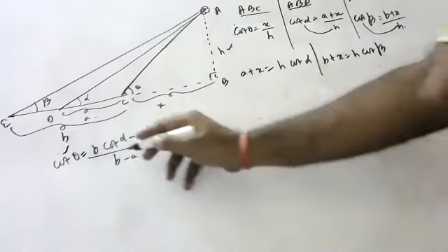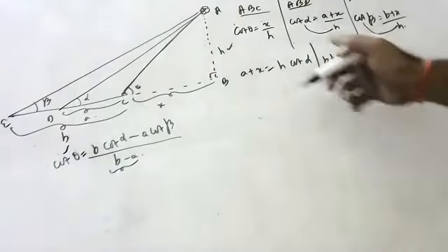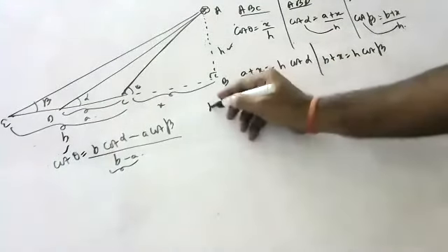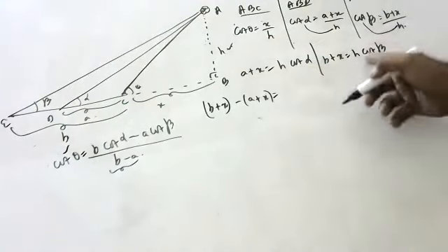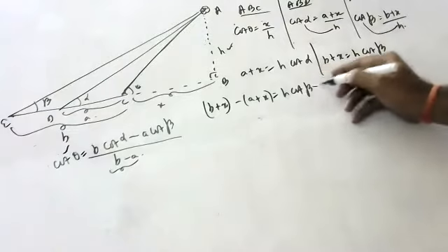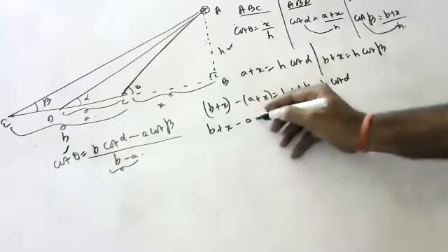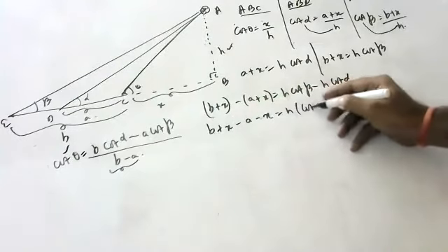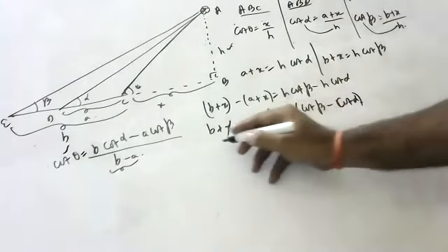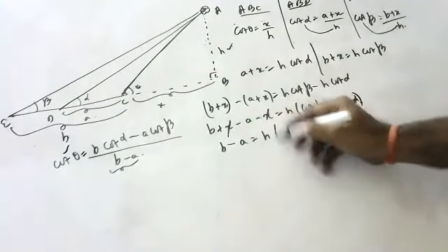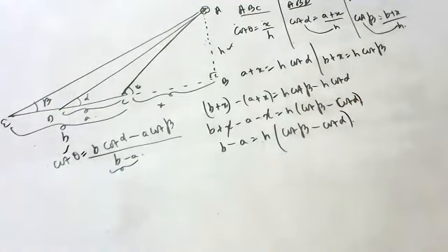Now, according to the question, we have B minus A. If I want B minus A, subtract this minus this. B plus X minus A plus X equals H cot beta minus H cot alpha. Open the brackets: B plus X minus A minus X equals H times cot beta minus cot alpha. The X is gone. So B minus A equals H times cot beta minus cot alpha.